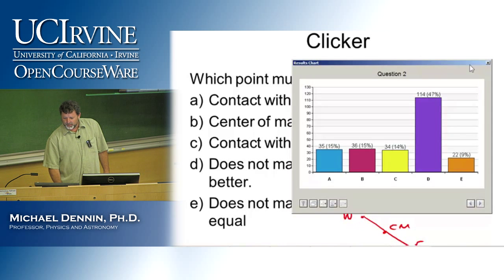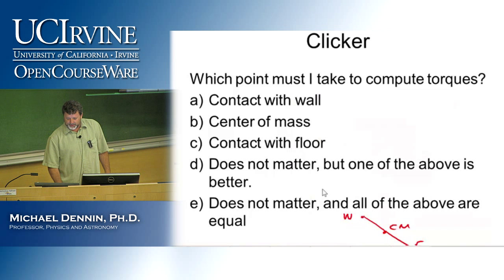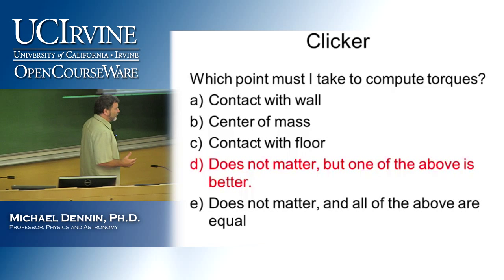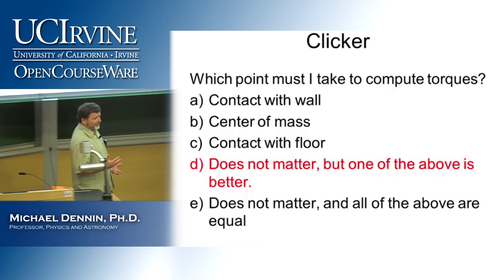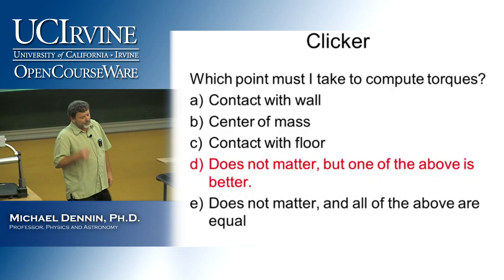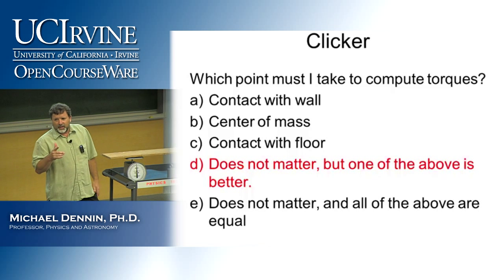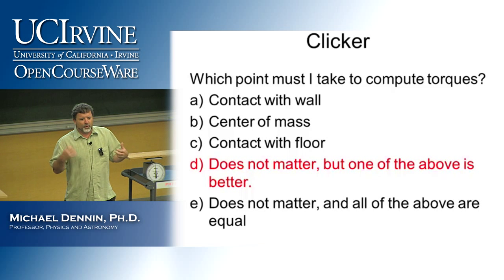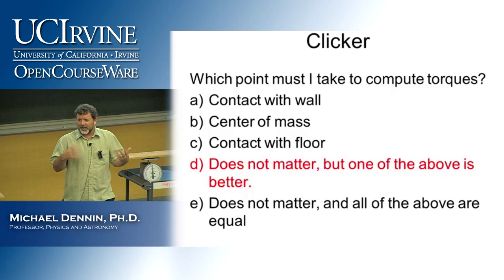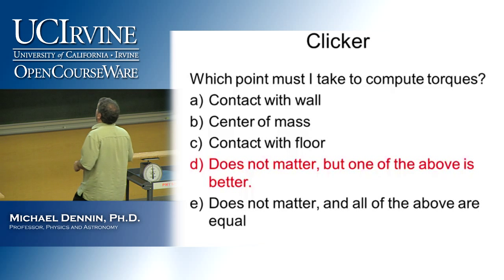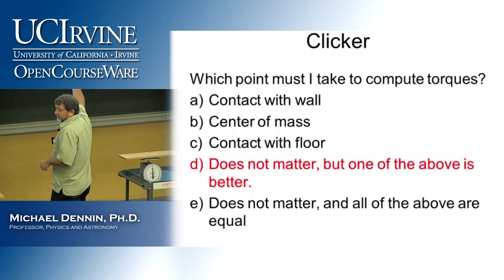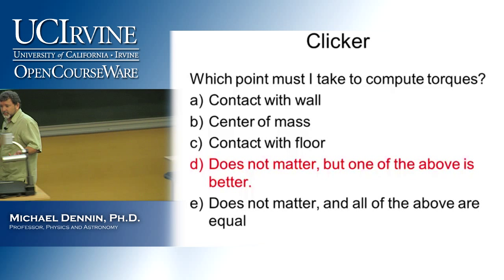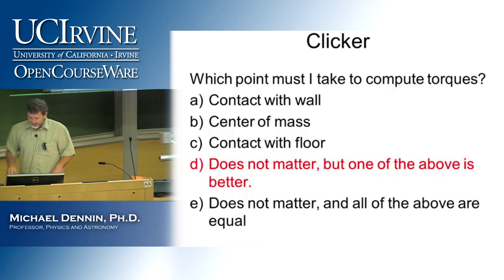Excellent. Most people went with what is, strictly speaking, the correct answer. Does not matter. It really doesn't matter in the sense that you will get the right answer using any of them. Every now and then, if you pick poorly, the force you really need as an unknown gets canceled out and the equation doesn't help you, but that's very rare. But usually, one of them does make the algebra shorter. And that's what I mean by one being better.